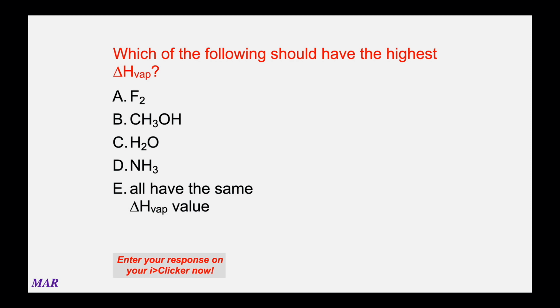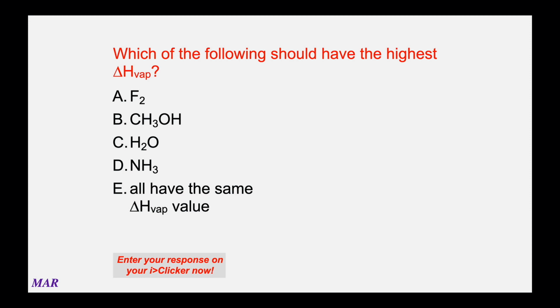F2 is nonpolar. That would be induced dipole. CH3OH is hydrogen bonded. Water, C, is definitely hydrogen bonded. And D, ammonia, is actually hydrogen bonded as well. There's NH, OH, or OH bonds. But like we've talked about in lecture many times, water is kind of special because it has technically 2 OH bonds. So you have more effect usually from hydrogen bonding in water than you do the other hydrogen bonded species.